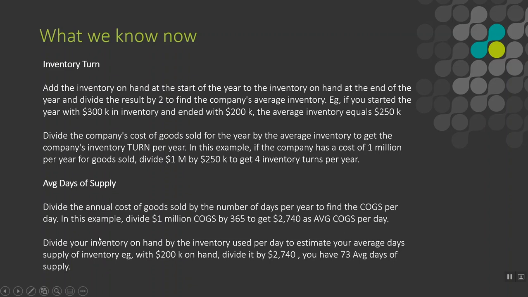In the next part, we divide your inventory on hand by the inventory used per day to estimate average days of supply. For example, we know the closing balance of our inventory value was 200,000. We take that, divided by 2,740, and we have 73 average days of supply.